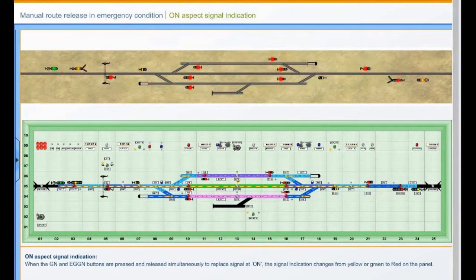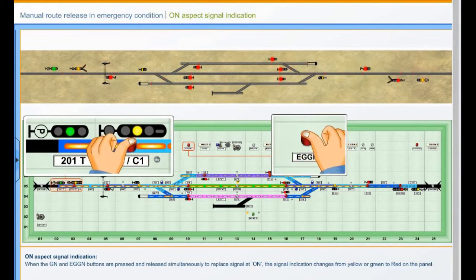Manual route release in emergency. On aspect signal indication. Signal button GN and emergency signal button EGGN buttons are simultaneously pressed and released to replace the cleared signal to on aspect. The signal indication changes from green or yellow to red on the signal demarcation of the panel.